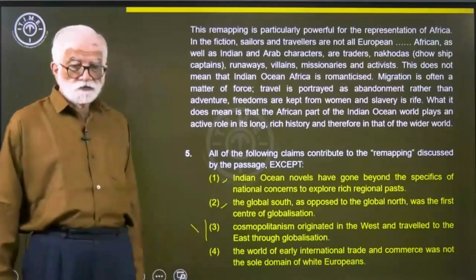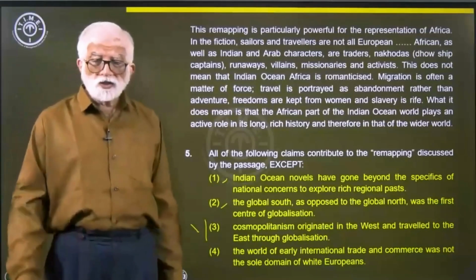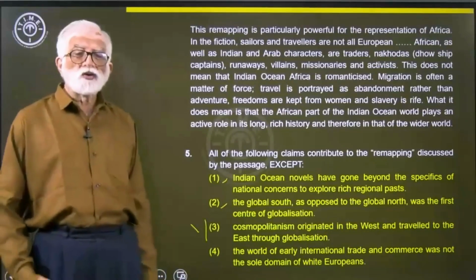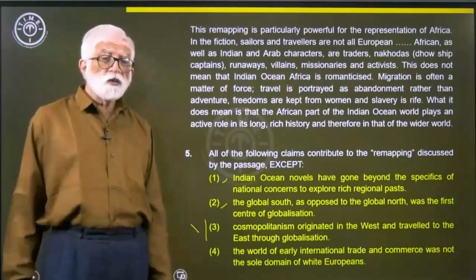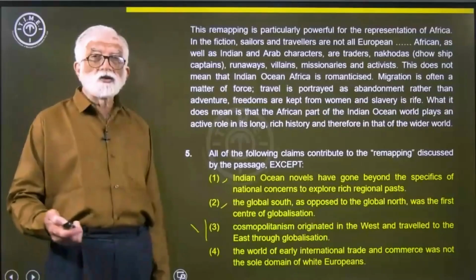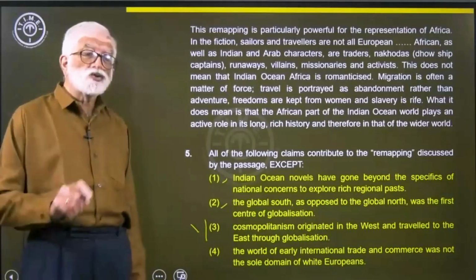Then, the East, the world of early international trade and commerce, was not the sole domain of white Europeans. We are told that also. This remapping shows that there was actually trade and commerce happening in the Indian Ocean world too.